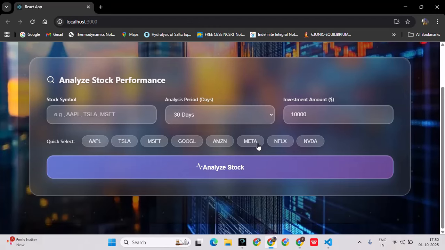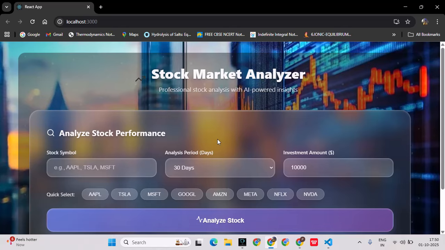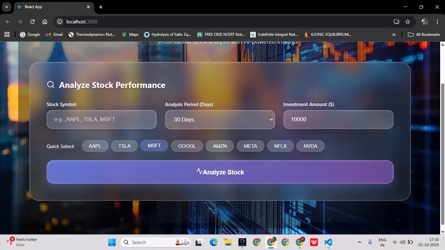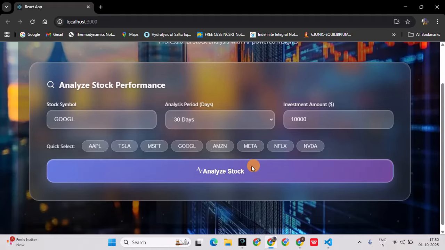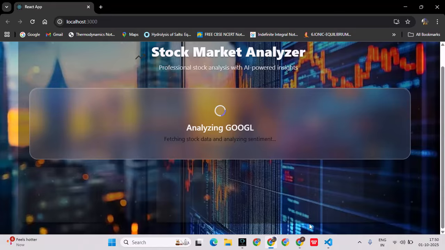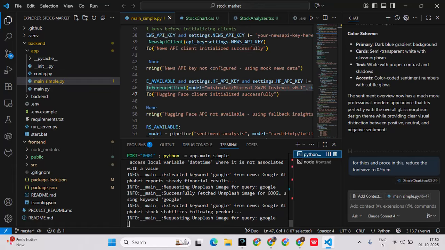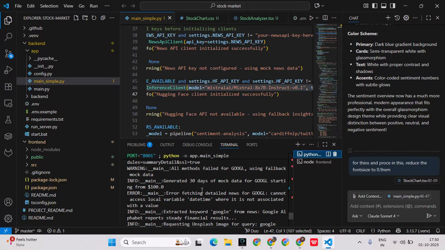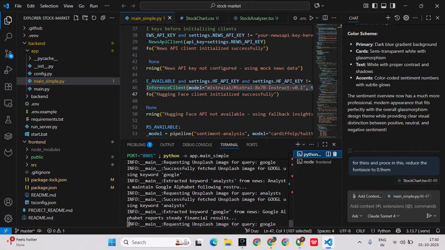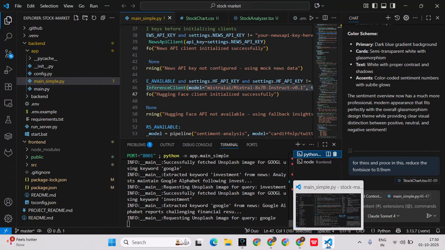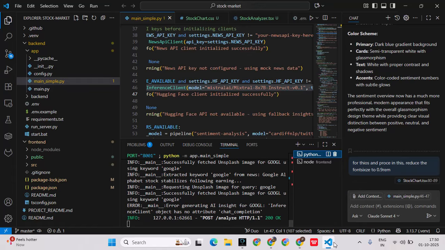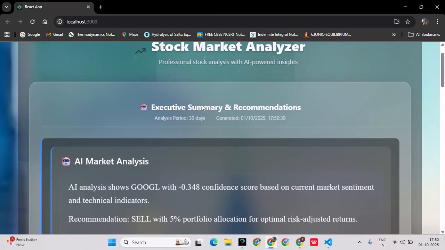Now coming to the project, this is the stock market analyzer. Now I'm giving a particular stock, Google, for 30 days, and my investment amount is $1,000 or $10,000. Based on this data, you can see in the backend it will start to work. It is fetching the information for Google and detecting news, and at last it will successfully give the end product. So it's getting some output. Yeah, this is the summarizer.